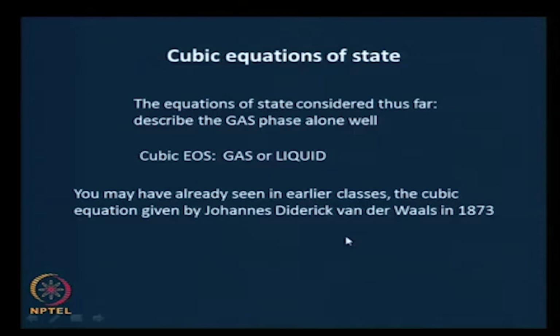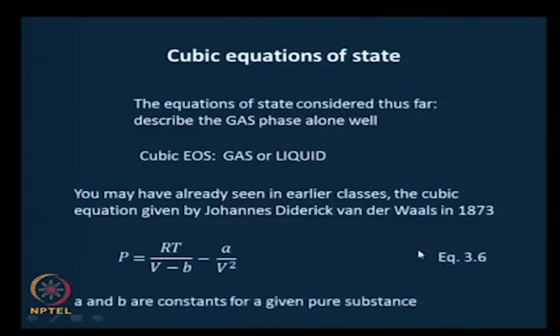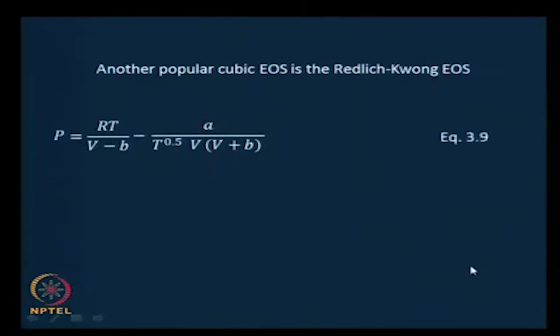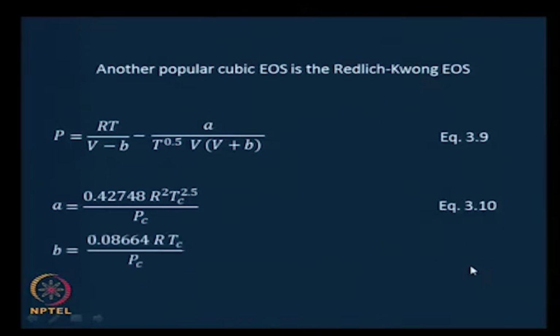And the van der Waals equation that you have already seen is nothing but a cubic equation, P equals RT by V minus b minus a by V squared, and a and b are constants for a pure substance. The other popular equation that we saw somewhat extensively in this course is the Redlich-Kwong equation, P equals RT by V minus b minus a by T to the power 0.5 V into V plus b, and you have expressions for a and b from which you can calculate them.